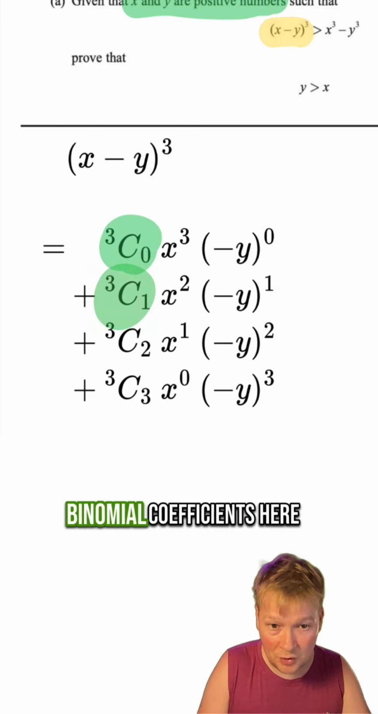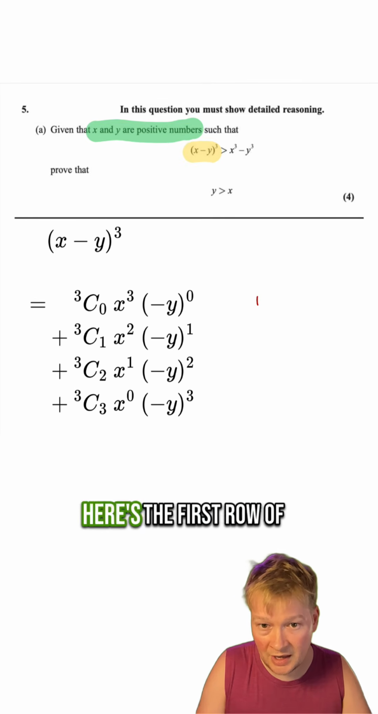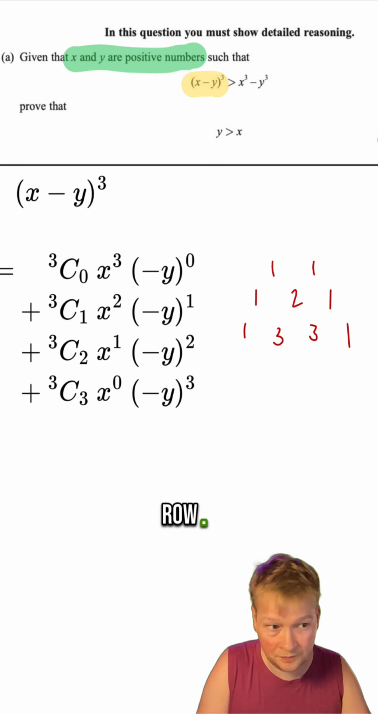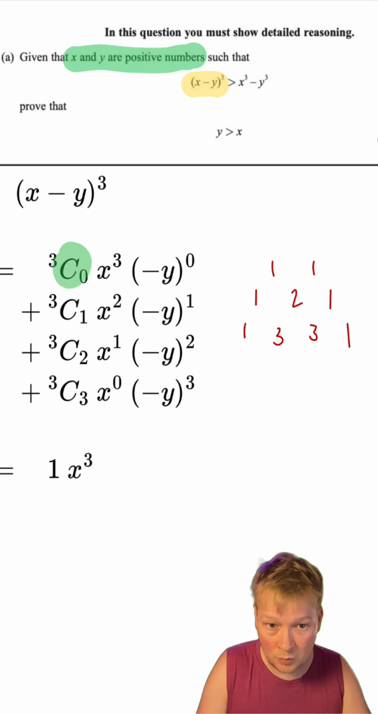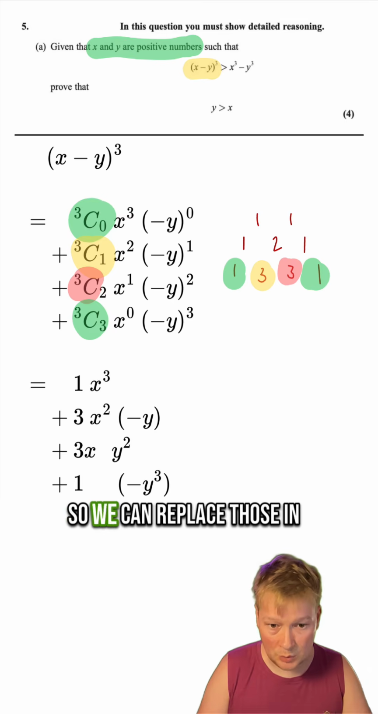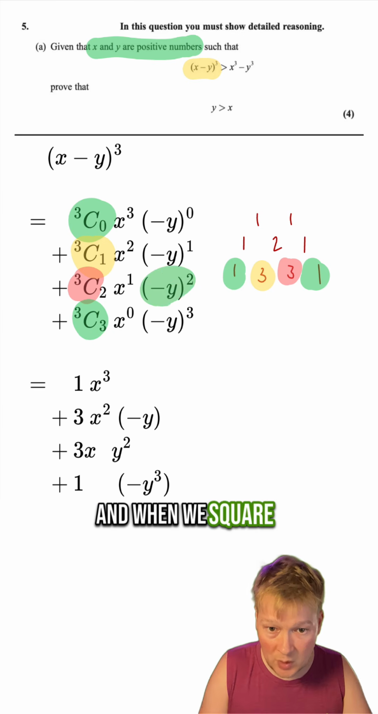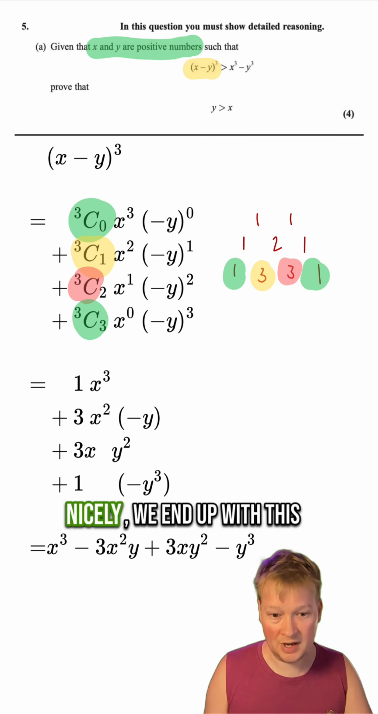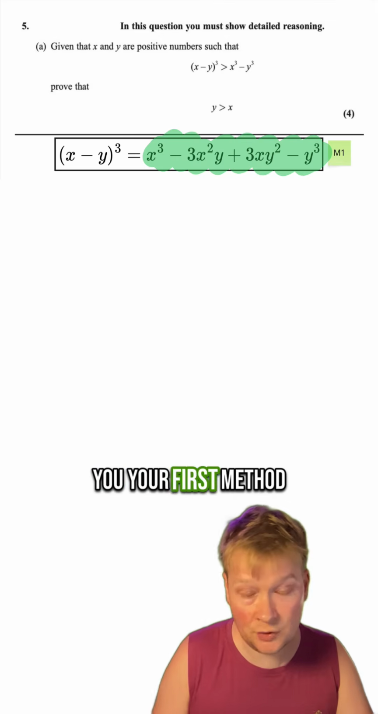You could work out these binomial coefficients here using your calculator, but maybe it's quicker to use Pascal's triangle. Here's the first row of Pascal's triangle, and the second, and the third row. We need the third row because the power is 3. So we have the coefficients 1, 3, 3, and back to 1 again. Notice it's symmetrical. So we can replace those in here, and note that anything to the power of 0 is just 1. And when we square negative y, we get just y squared. If we collect these together and write them nicely, we end up with this expression here. However you do that, whether you use the binomial or not, that gives you your first method mark.